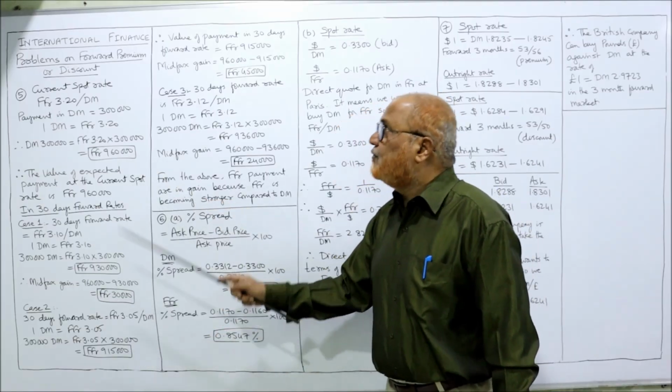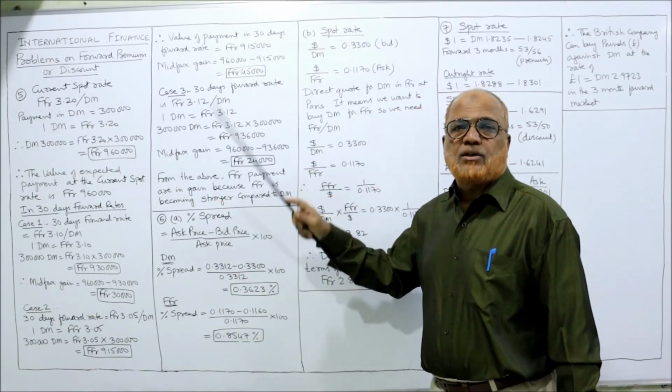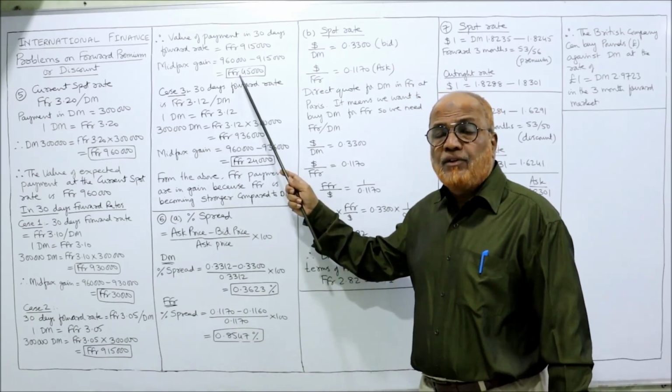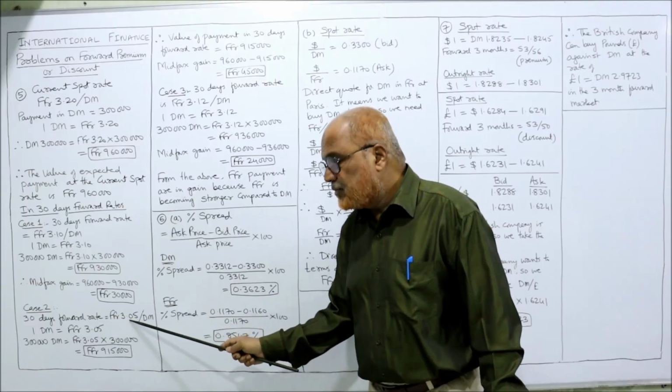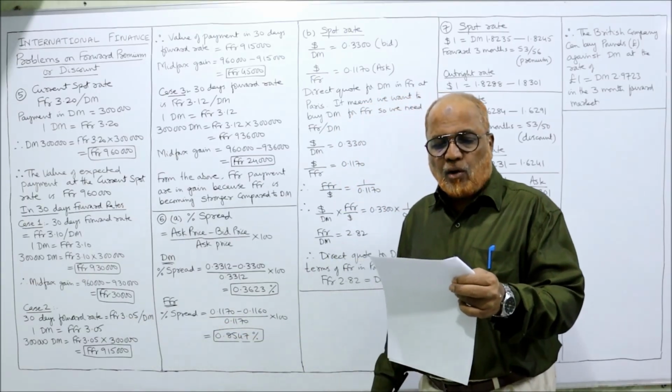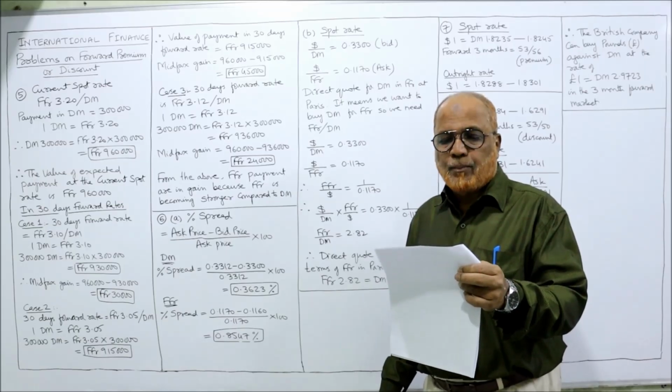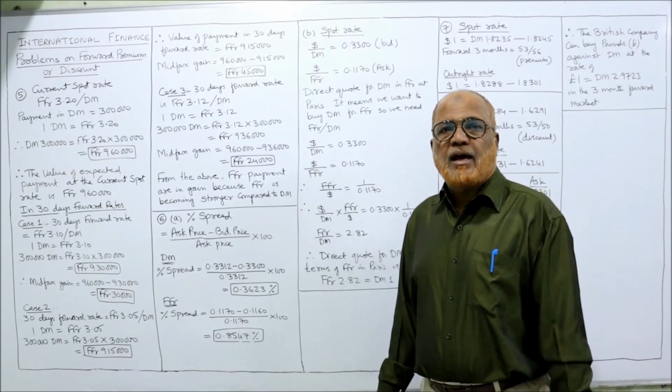960,000 minus 915,000, you will get 45,000. So Midfax company is gaining 45,000 if the 30 days forward rate is 3.05. Now if the spot rate in 30 days is FFR 3.12 per DM, what is the expected value of payment?